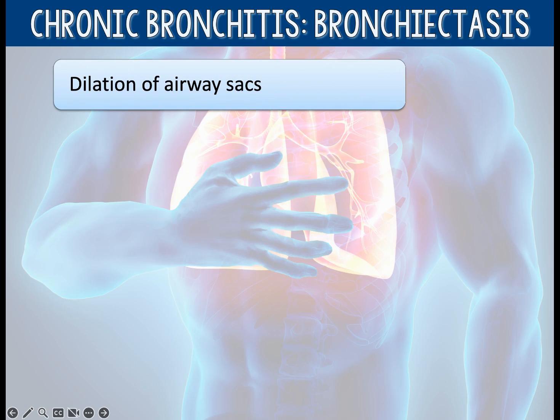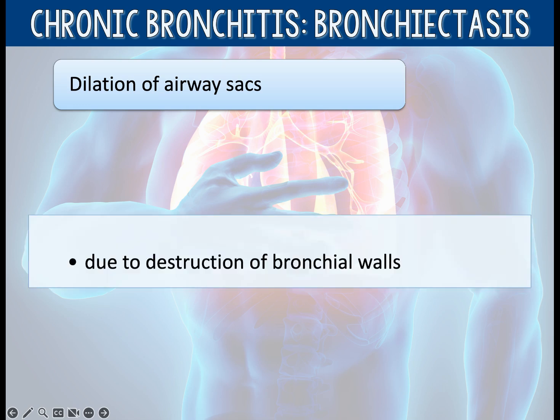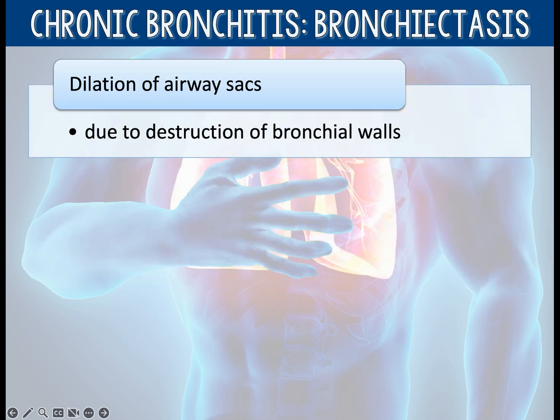So chronic bronchitis can end up in bronchiectasis. And ectasis is that dilation or distension of a hollow organ. And so what happens here in bronchiectasis is you have dilation of airway sacs because there's destruction of the bronchial walls. Remember, we talked about this, that when your air sacs are dilated, it can fill up with all kinds of stuff, and that could be something infectious, right?